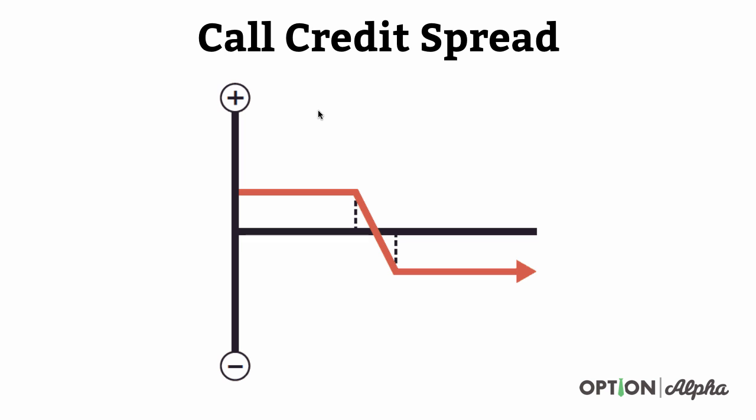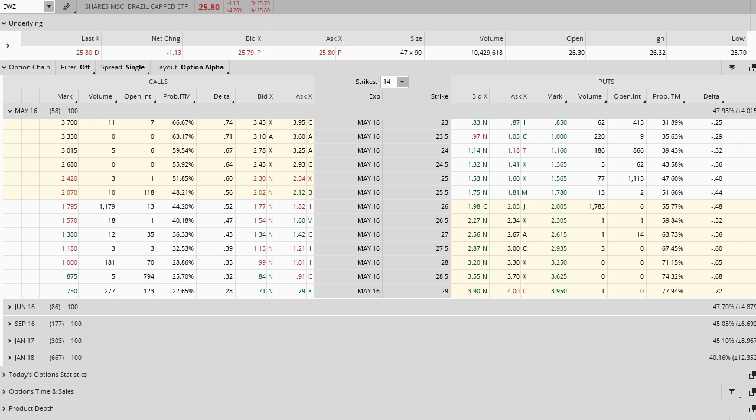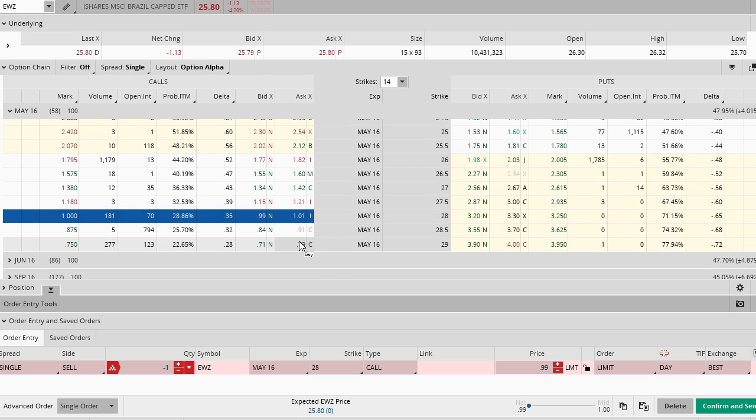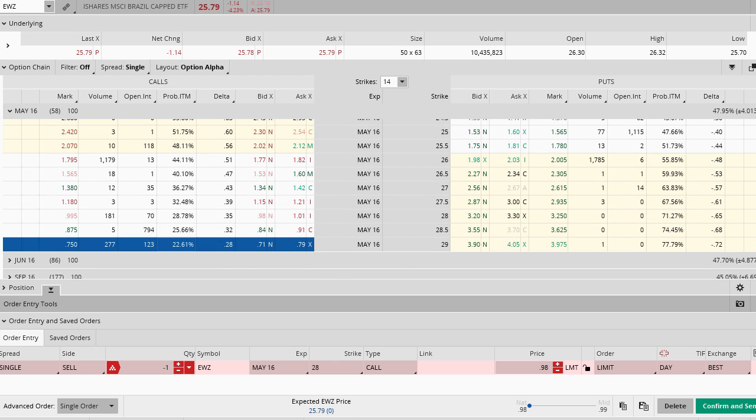Now the key here is that we're going to take in a credit. So whatever we do, we have to net sell options. And that's always our strategy here at Option Alpha, is to net sell options. So if we go back to this pricing screen here for EWZ, what we can do now is sell the 29 calls, which are here, and go out to a different strike and buy the 29 strike calls. And what that's going to do is create a call credit spread for us.